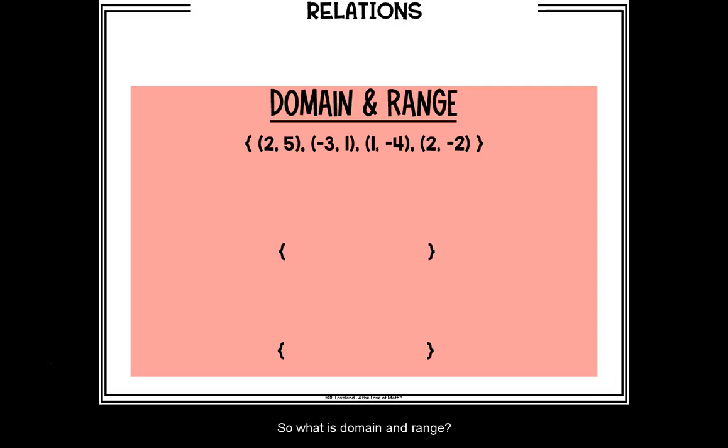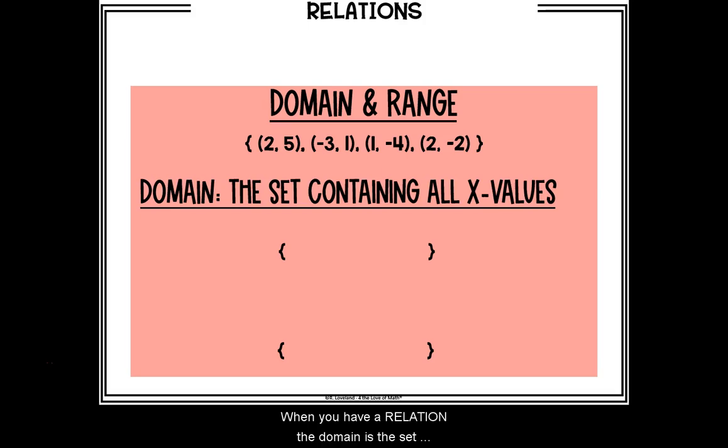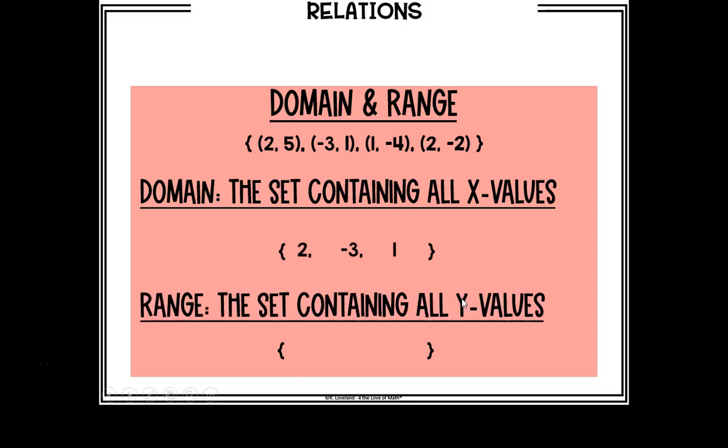So what is domain and range? When you have a function, the domain is the set containing all x values. So we're going to take the 2, the -3, and the 1, and we're going to put that in our domain. Again, we do not have to put repeated values more than once. So we already have the 2 right here, so we don't have to bring that 2 down. Now the range is the set containing all y values. So we're going to take the y values, the 5, the 1, the -4, and the -2, and that's going to make up our range.